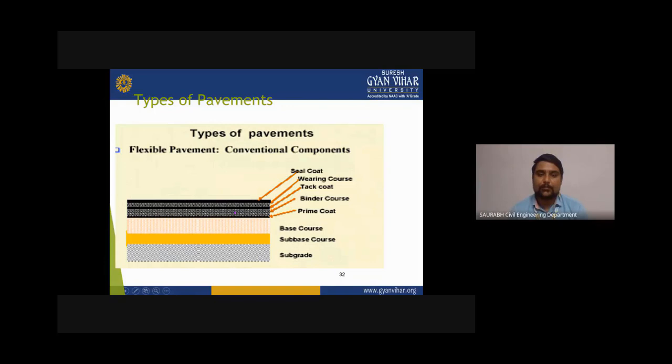Now we will see the type of flexible pavement, which is also called conventional flexible pavement components. As we saw earlier, the subgrade is there, the sub base course is there, and the base course is also here. Now coming to the surfacing, on the upper part of the surfacing there will be a seal coat. After that there will be wearing coats, and after that a tack coat and binder coats and a prime coat. The prime coat will be at the bottom of the surfacing.